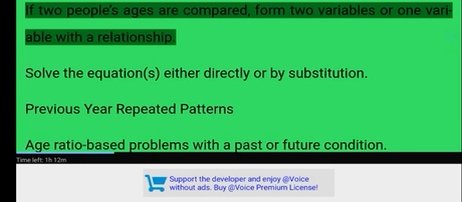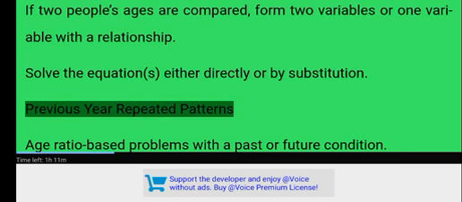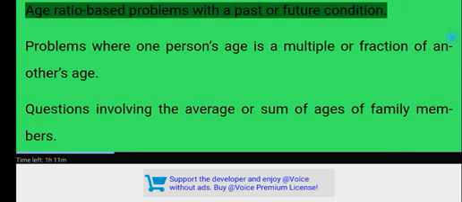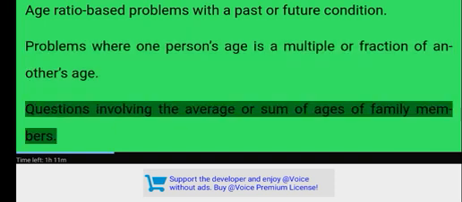If two people's ages are compared, form two variables or one variable with a relationship. Solve the equations either directly or by substitution. Previous year repeated patterns: age ratio-based problems with a past or future condition; problems where one person's age is a multiple or fraction of another's age; and questions involving the average or sum of ages of family members.